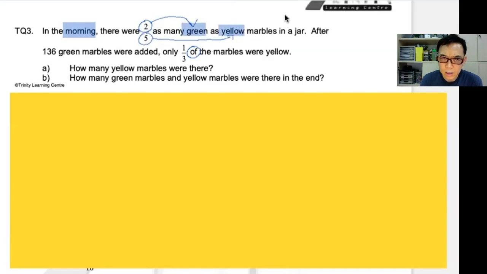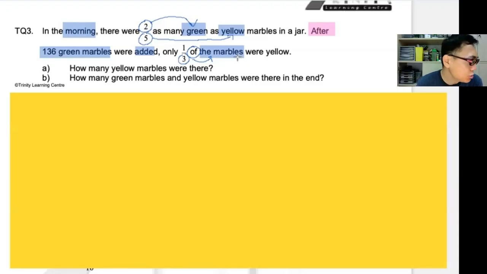Then it says "after". Remember, "after" is always a keyword, because it tells you the difference between the start and the end. 136 green marbles were added. When that happens, 3 represents the total number of marbles. Now, since green marbles were added, the total number of marbles would also increase. This means that the total is no longer the same, but something remains the same.